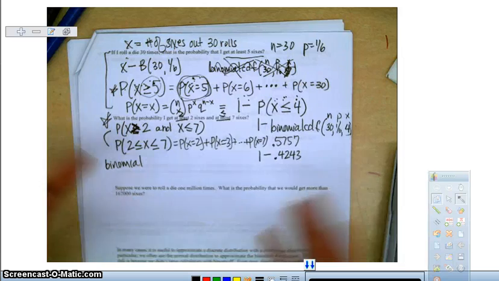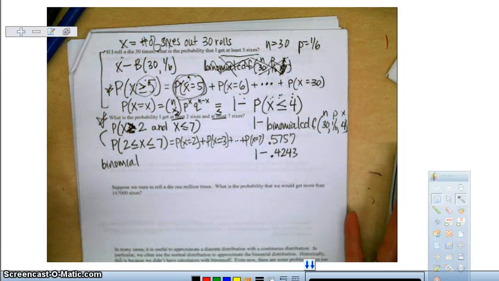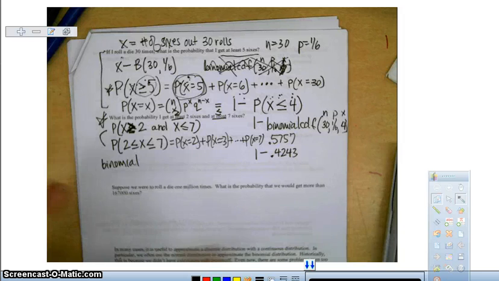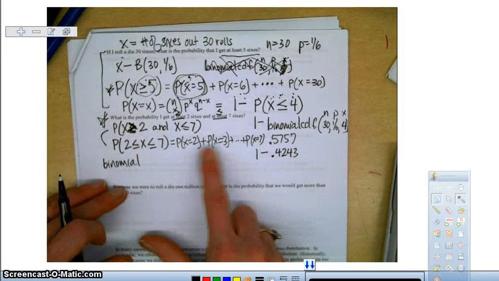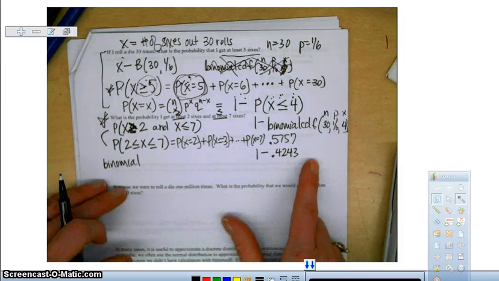And this is out of how many 6s? How many times am I rolling the die? 7. No. Rolling the die. I'm rolling the die how many times? 30. So between 2 and 7, wouldn't it be easier just to do the PDF one and add up the 2nd, 3rd, 4th, 5th, 6th, and 7th?